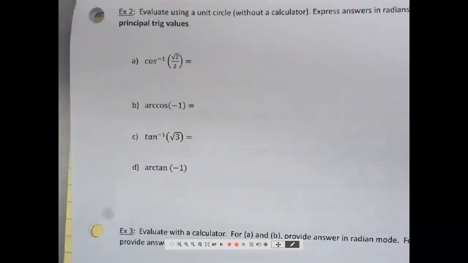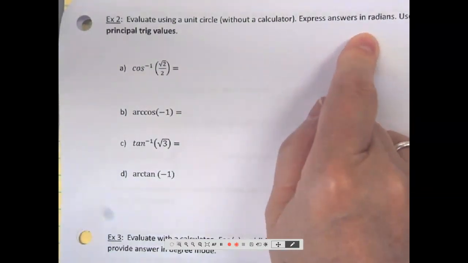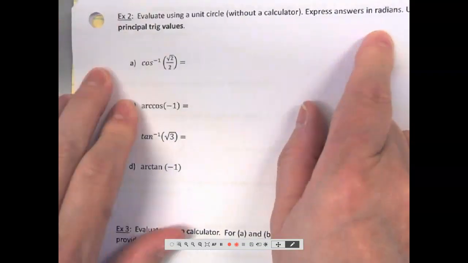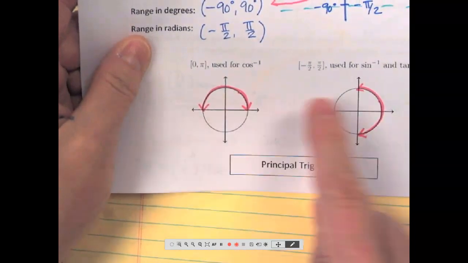Okay, so have that unit circle handy. We're going to use the unit circle, not a calculator, to find these. And on this one, just for the fun of it, we're going to express answers in radians instead of degrees. Okay, so use principal trig values. That tells me that I'm using those limited quadrants to find answers.